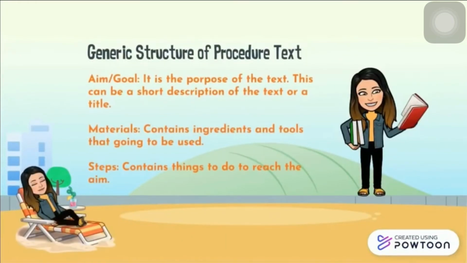Aim or goal. It is the purpose of the text. This can be a short description of the text or a title. Materials contains ingredients and tools that are going to be used. Steps contains things to do to reach the aim.